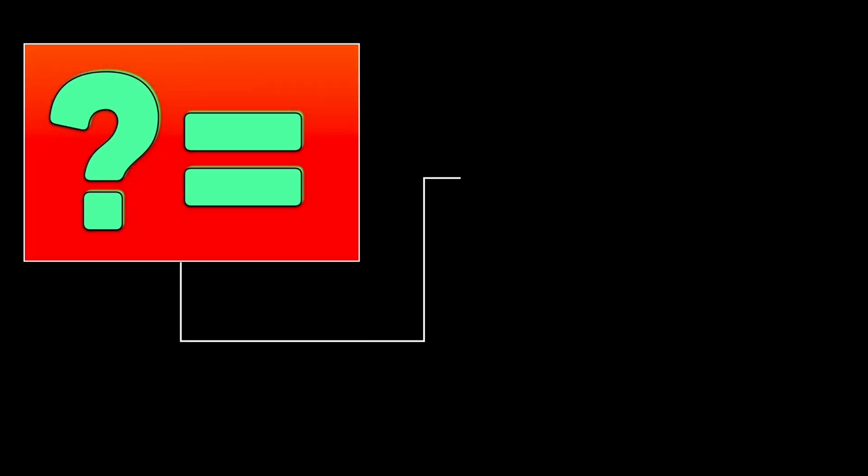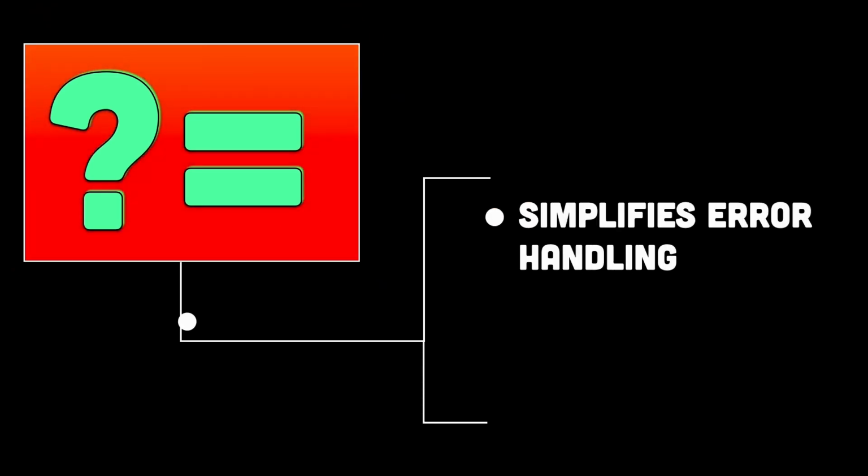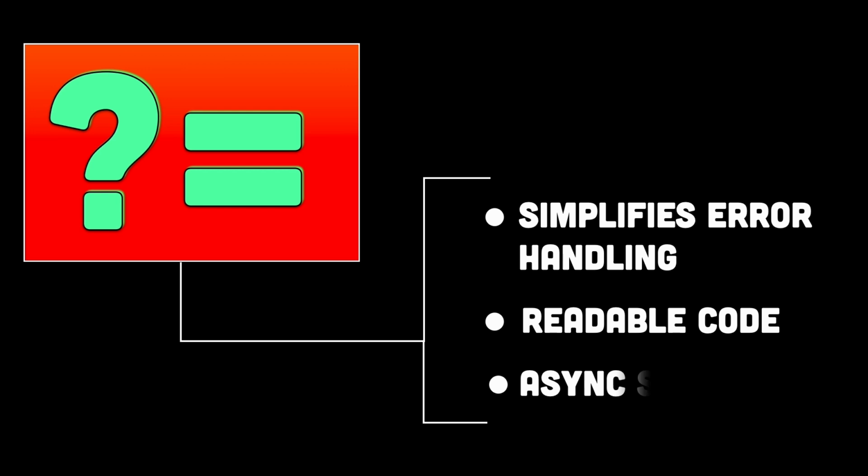So that's the safe assignment operator in a nutshell. It simplifies error handling, makes your code more readable, and works consistently across promises and other APIs. If you're tired of writing try-catch blocks or dealing with unhandled errors, this proposal could be a game changer. Remember, this proposal is still under development and contributions are welcome.